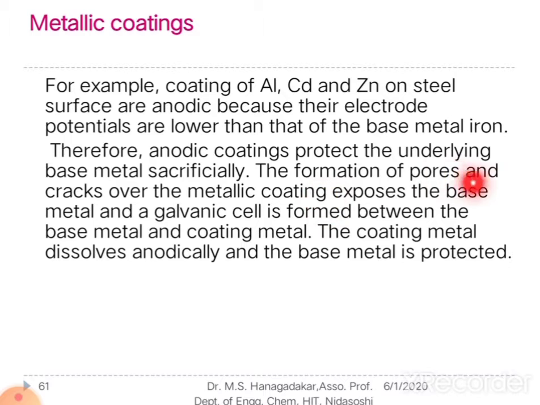The formation of pores and cracks in the metallic coating exposes the base metal, and a galvanic cell is formed between the base metal and the coating metal. The coating metal dissolves anodically and the base metal is protected.